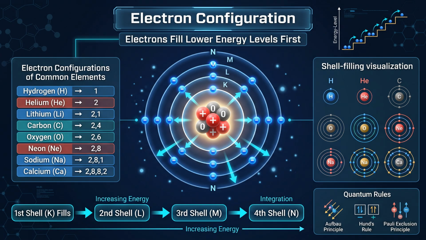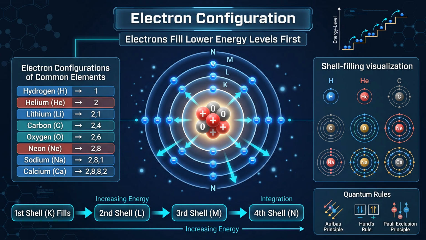So, always remember these key points. Electron configuration is the arrangement of electrons in different energy levels or shells around the nucleus. Electrons always fill lower energy levels before higher energy levels. The K shell fills first, followed by the L, M, N, O, P, and Q shells. The Aufbau Principle explains the order in which electrons occupy energy levels. Hund's rule states that electrons occupy equal energy orbitals singly before pairing. The Pauli Exclusion Principle states that each orbital can contain a maximum of 2 electrons with opposite spins.